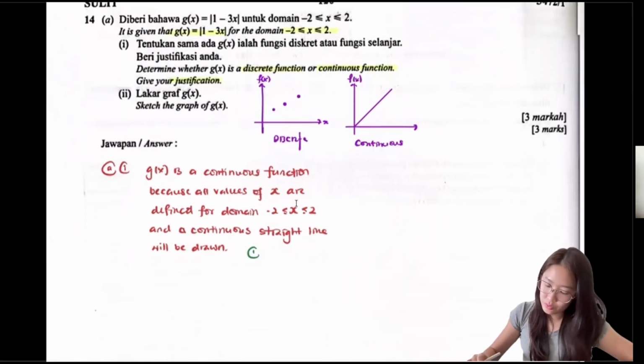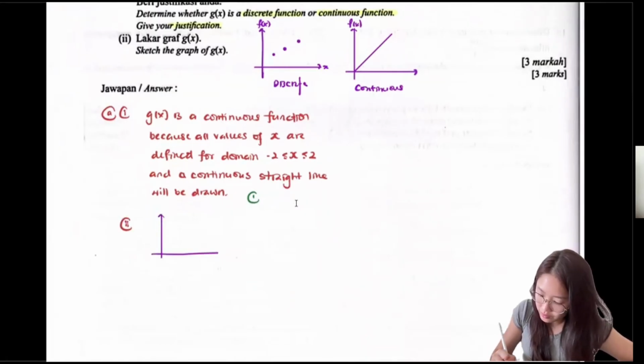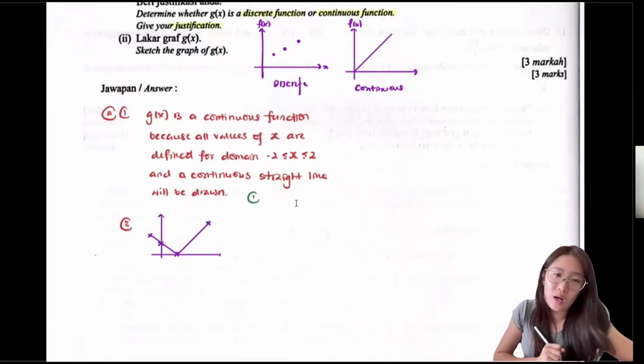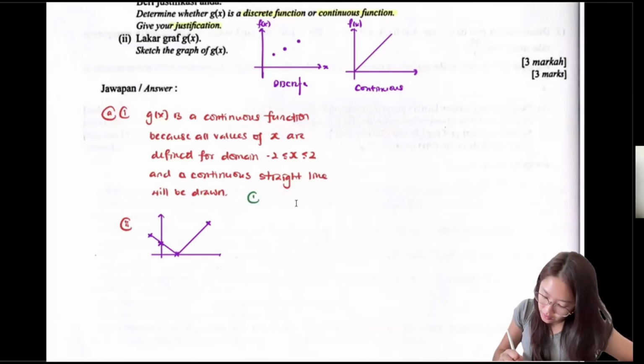Then they ask you to sketch. This one is also very easy. Since you already know it is a V-shaped graph, let's say the V-shaped graph is like that. You need to find out the point here, the jumping point, which is your x-intercept, the front and back points, and the y-intercept. Just 4 points to find out.